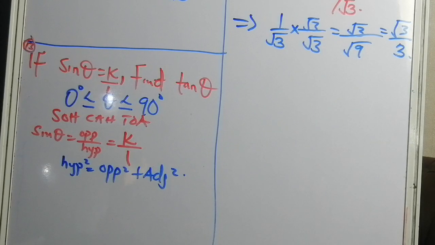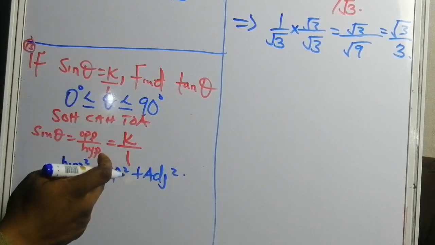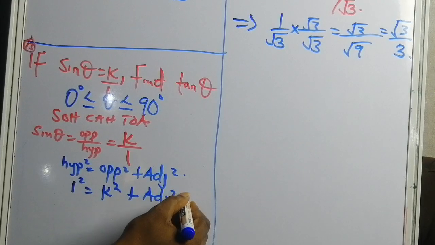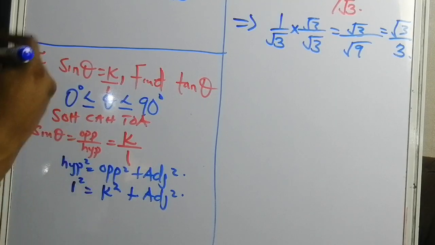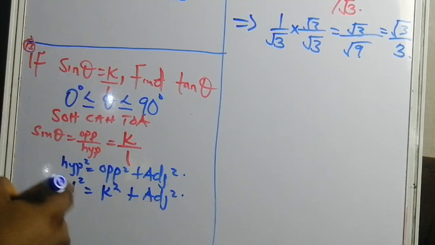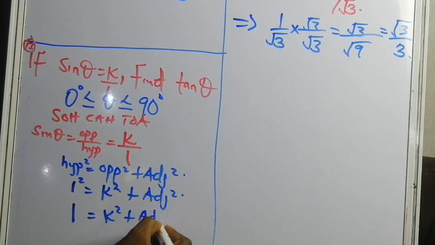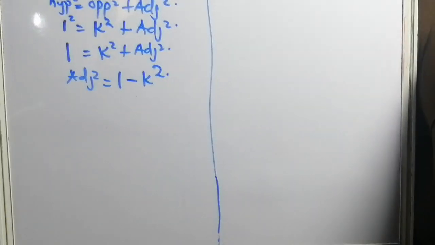That is TOA. Okay? So I need it. What's my hypotenuse? 1 square. What is my opposite? k square plus what? Adjacent square. You see it now. Very simple. So this is 1, and 1 raised to power 2 is 1 times 1, which is still 1. So 1 equals k square plus adjacent square. So adjacent square equals 1 minus k square. You can see it now.